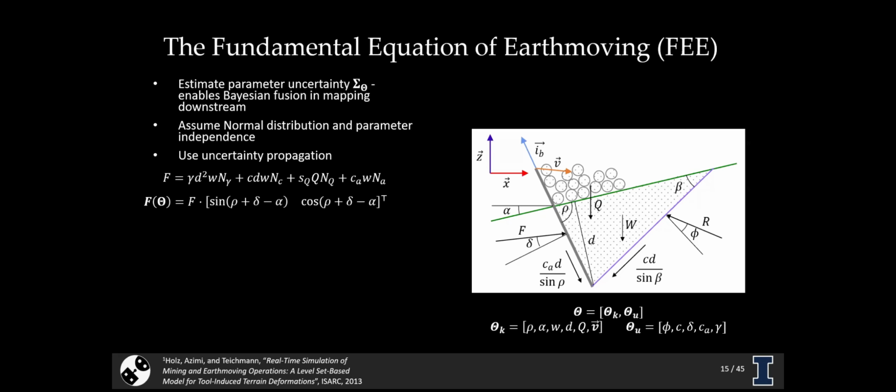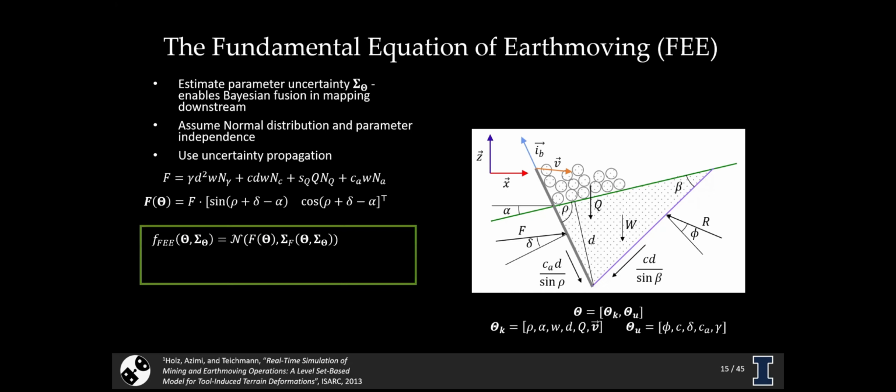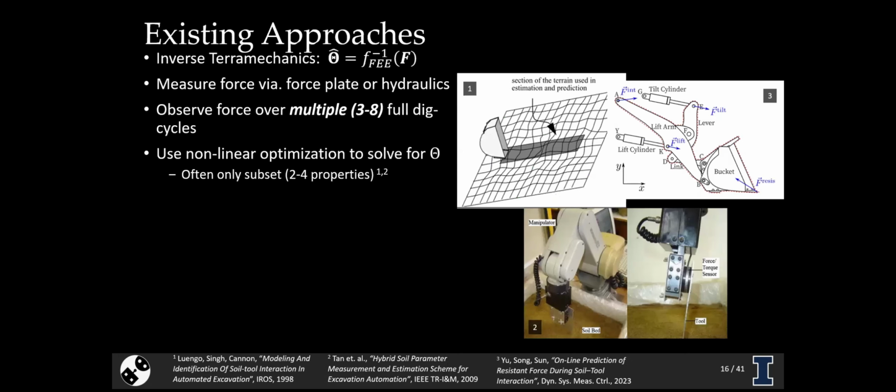And so we formulate this as a normal distribution, where the FEE is used as the mean of this distribution, and then we have this variance in the force. But really what we want is to model the variance of the soil properties, not just the variance of the force. And so one of the tricks that we use here is an uncertainty propagation method, in order to take a derivative of the FEE model with respect to the parameters, to be able to get these sigma theta, the uncertainty of the soil properties themselves. And we'll get into that in a second.